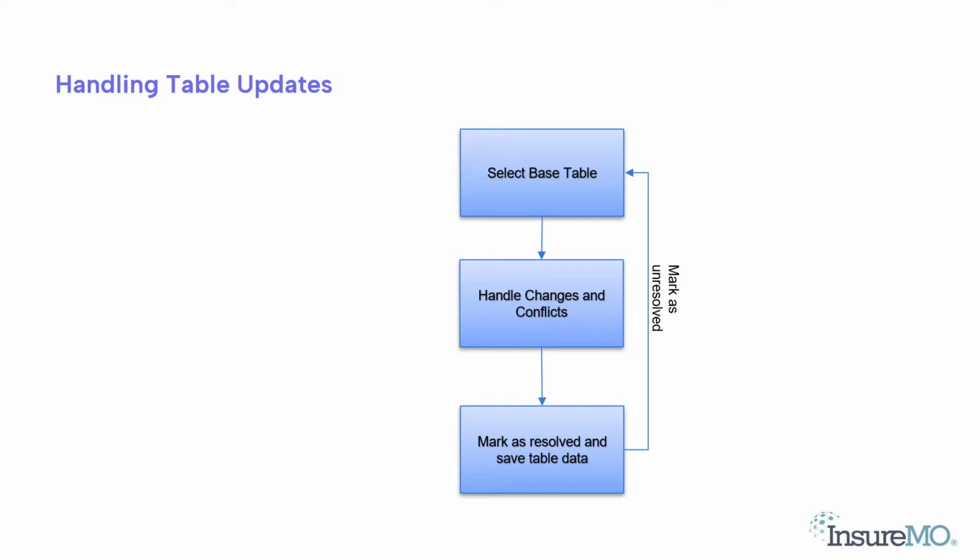The next step is to handle changes in conflicts. In this step, you can add your previous user changes into your new final table. The last step is to mark the table as resolved and save the table data. You can redo this process all over again just by marking the component as unresolved. Let's see how this is done.